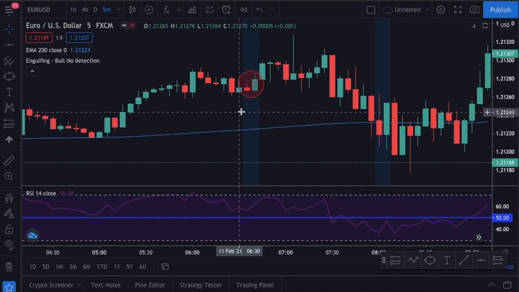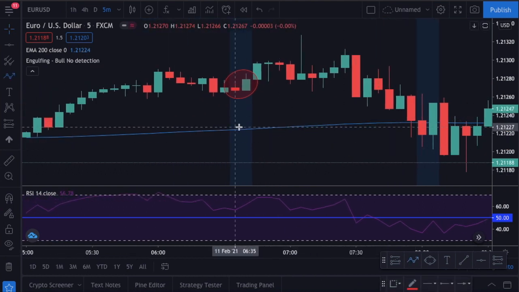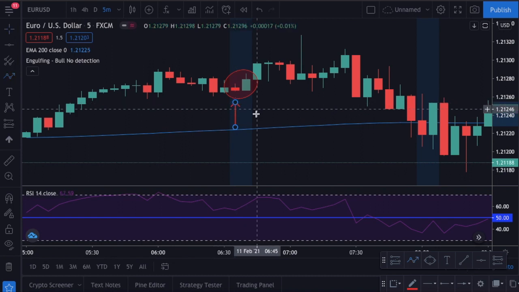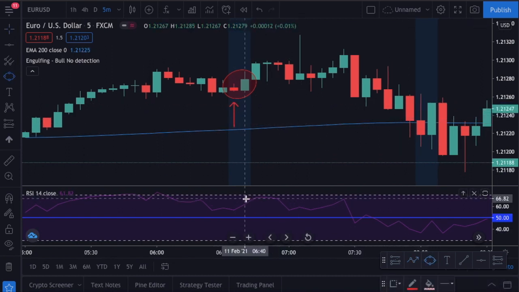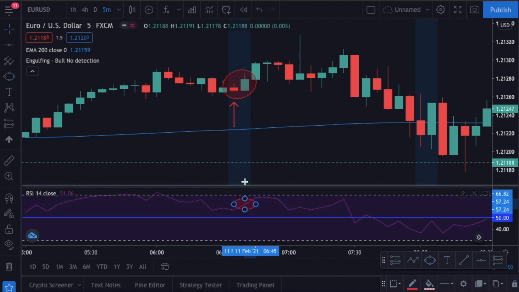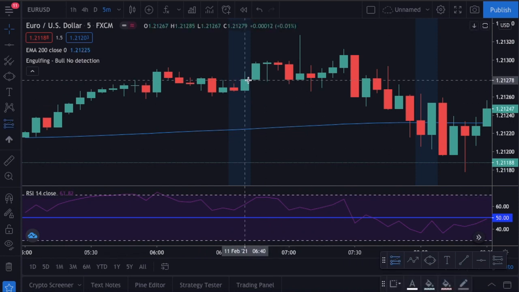I think we are ready for our first example. You can see that the bullish engulfing pattern has occurred, and the price is above the exponential moving average. So, we have our entry signal. Before opening the position we must check the RSI. And the RSI is above 50, so this trade is good to go. We will open a position at the close of this candle.